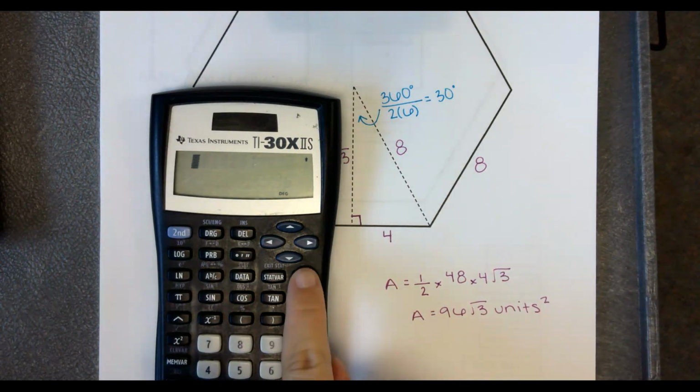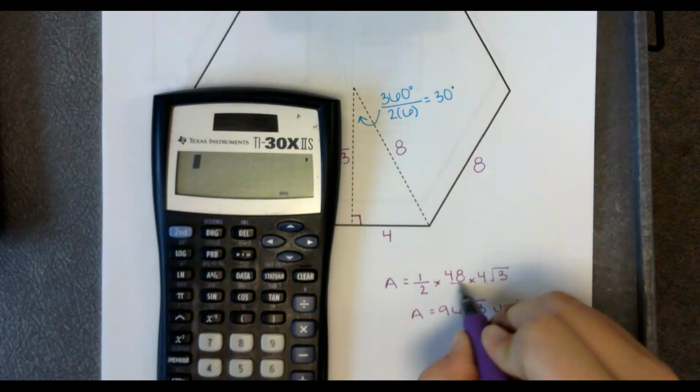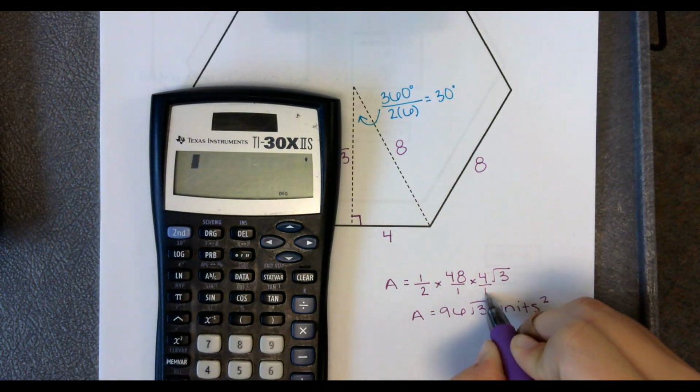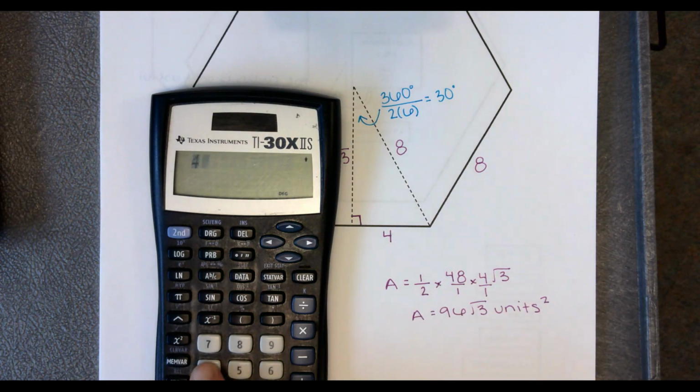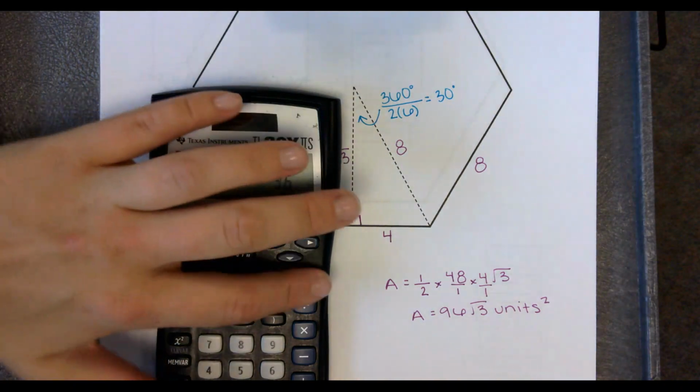squared. Okay, some of us might not as easily see that. So remember, we can always write these over 1. So I would do 48 times 4 on the top and then divided by 2. So I still get the same answer. Okay, so whatever works for simplifying best for you.